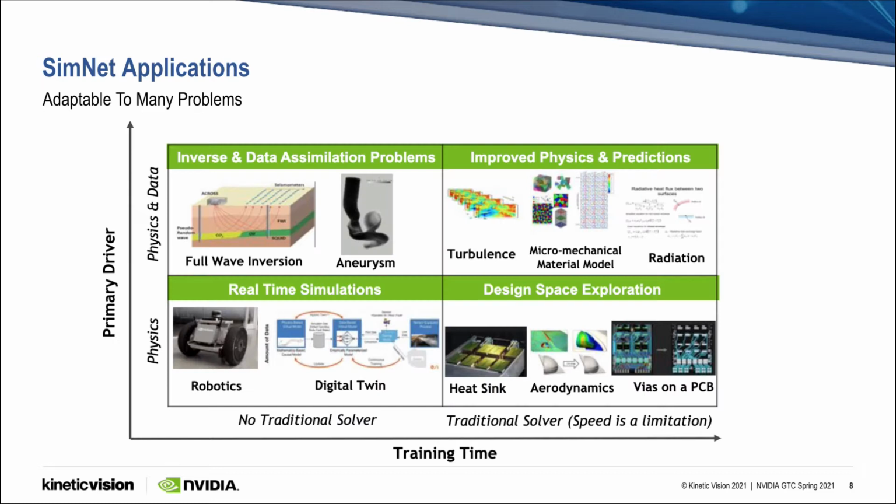Some of the interesting applications that SimNet can be applied to really range. SimNet's interactivity when pulling results from the design space, as well as how it trains, really make it suitable for a wide variety of problems. Both problems that can be solved by classical commercial physics codes, as well as interesting problems that may not be able to be solved by those codes.